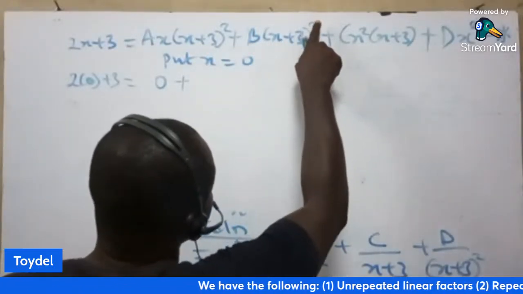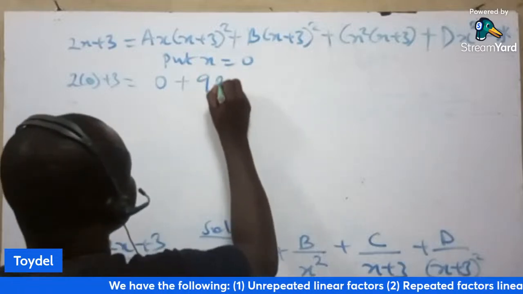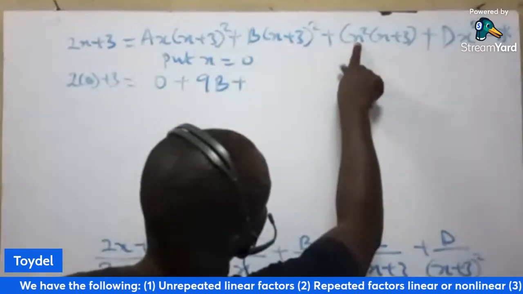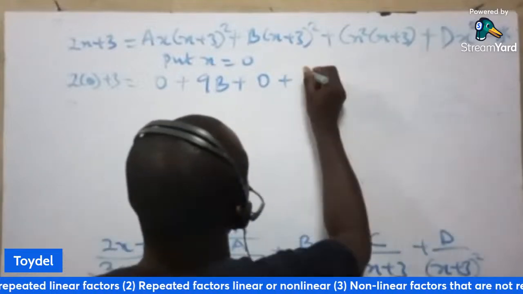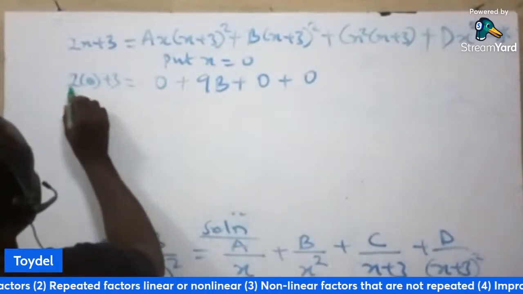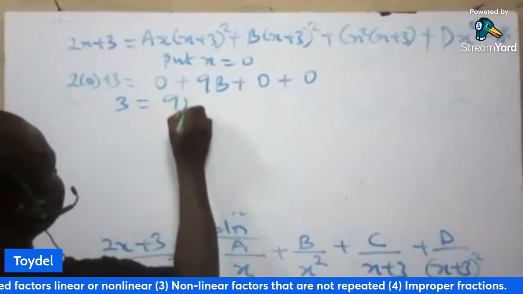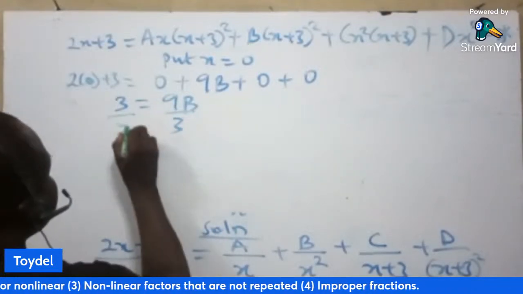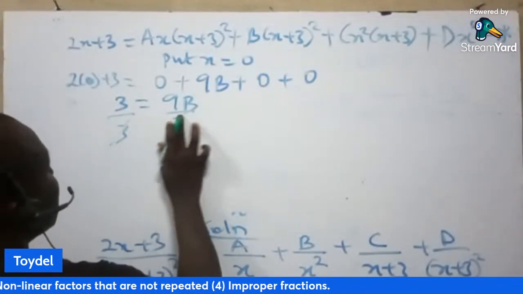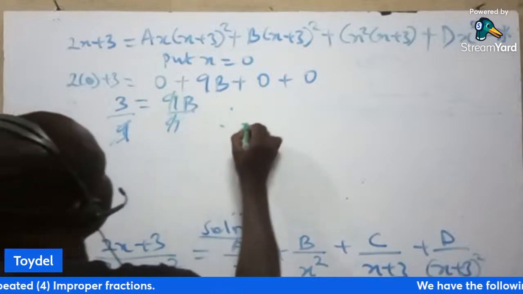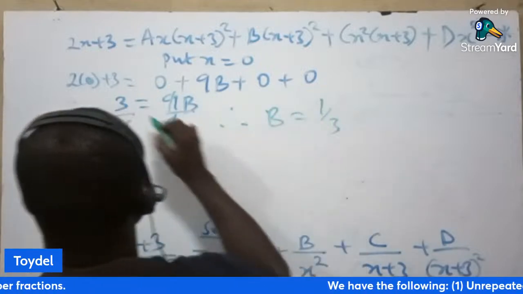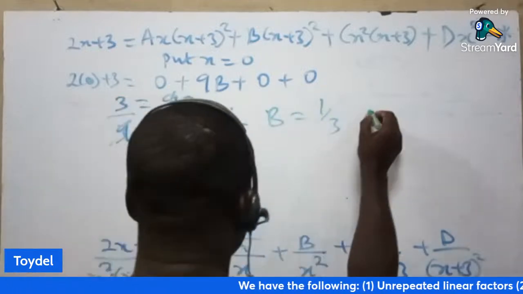3 squared, that is 9. 9 times B, I'm going to have 9B plus, if I put S equal to 0 here, everything here will vanish. 0 plus, this one will also be 0. At the end of the day, 2 times 0 is 0. I'm going to have 3 to be equal to 9B. If I divide both sides by 9, 9 will take care of 9. Therefore, B will now be equal to 1 all over 3, because that's 3 all over 9.